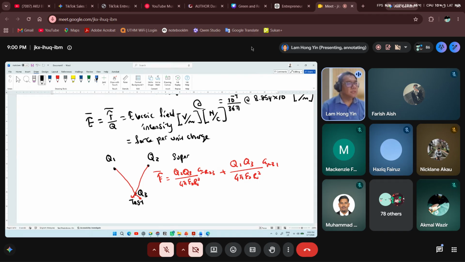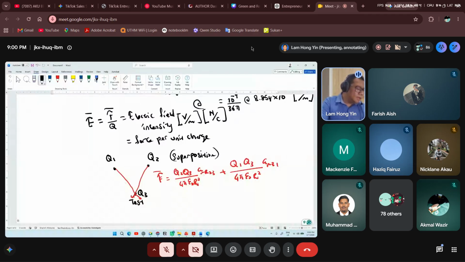We call this the superposition, the theorem of superposition, which means you overlap, you sum all the forces created.